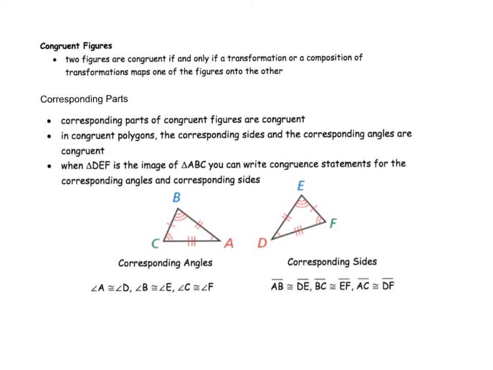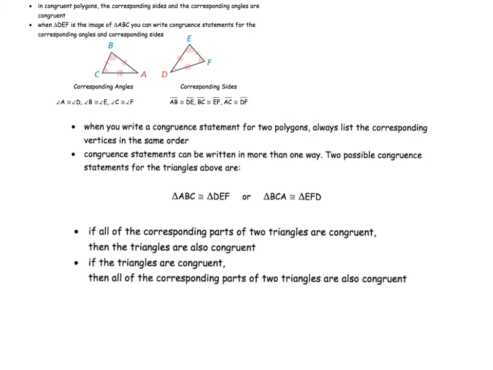Corresponding sides would be AB is congruent to DE, BC is congruent to EF, and AC is congruent to DF. All right? So notice again, I know that by looking at my markings here. So when you write a congruence statement for two polygons, always list the corresponding vertices in the same order. Okay, congruence statements can be written in more than one way.